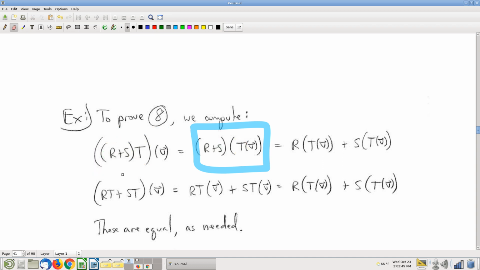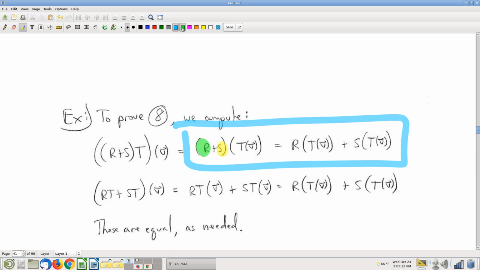Okay, right, fine. So how do I compute this thing? Well, here I have a sum, right? I've got a linear transformation R. I've got a linear transformation S, and by definition of addition, this sum, R plus S, I get by first plugging into R, then plugging into S. Notice I'm plugging the same thing into both R and S, and then I add the results. That's how I evaluate the addition of the transformations.